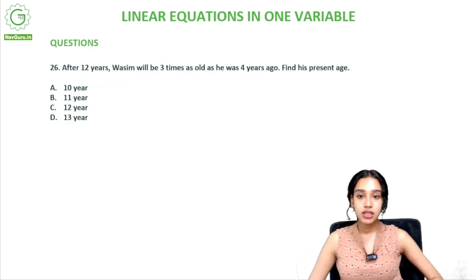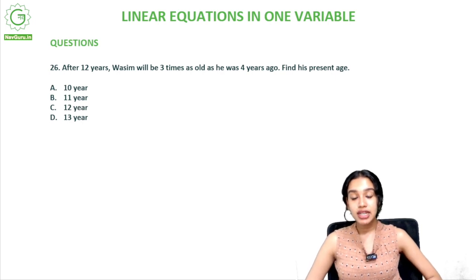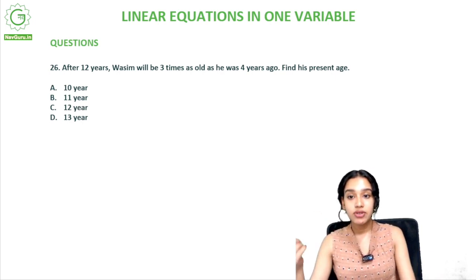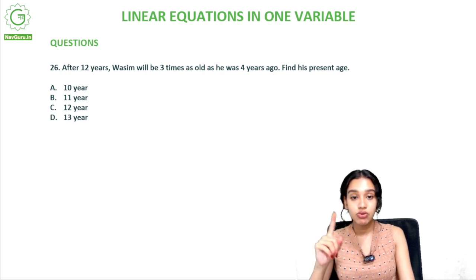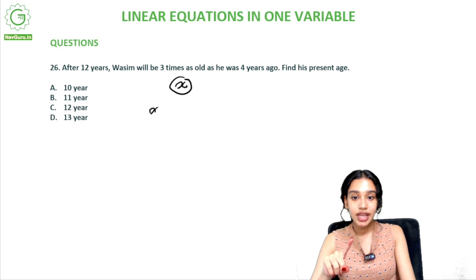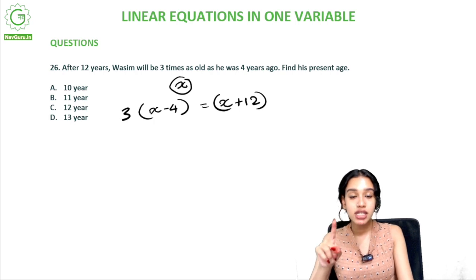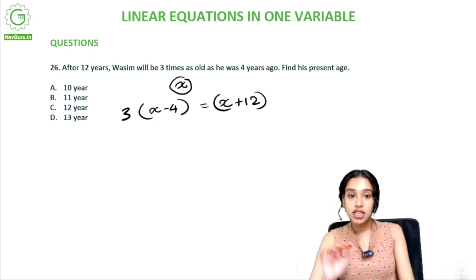Now, after 12 years, Wasim will be 3 times as old as he was 4 years ago. Find his present age. So, currently, let's say that Wasim is x years old. So, 4 years before, it is x minus 4, right? After 12 years, what would be his age? x plus 12 would be his age. So, after 12 years, Wasim would be 3 times as old as he was 4 years ago. So, this is the equation we get.